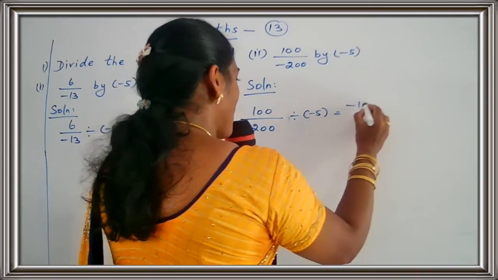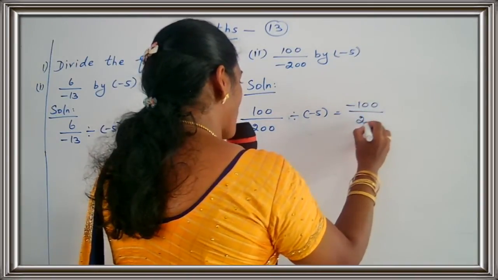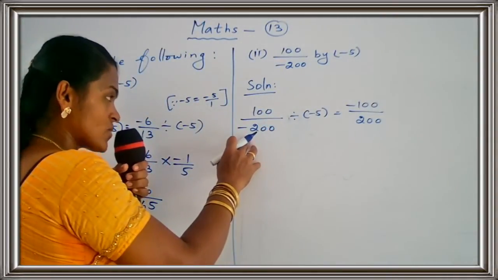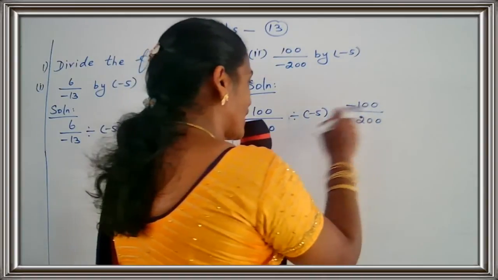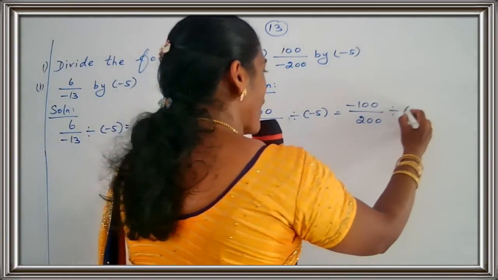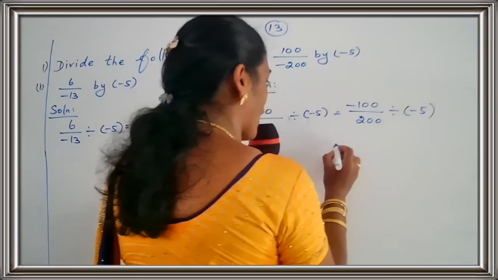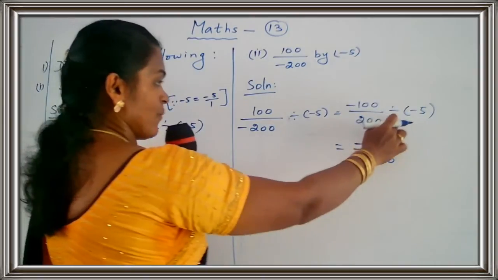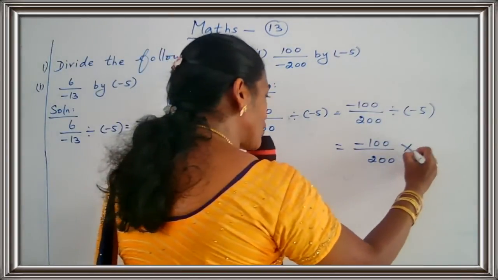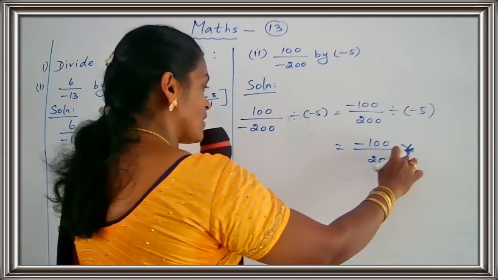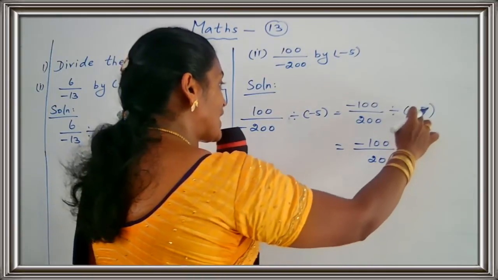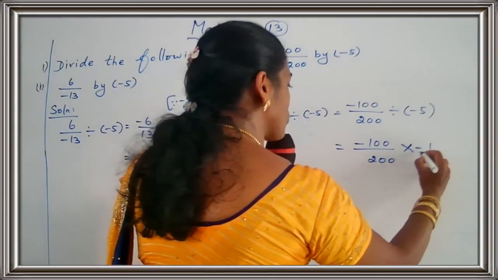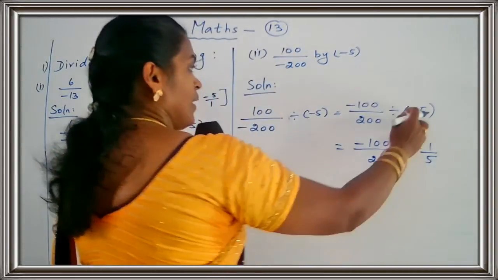100 upon minus 200 divided by minus 5. In this rational number, the denominator is a negative integer. So you convert it first. 100 upon minus 200 can be written as minus 100 upon 200. So it becomes minus 100 upon 200 divided by minus 5.